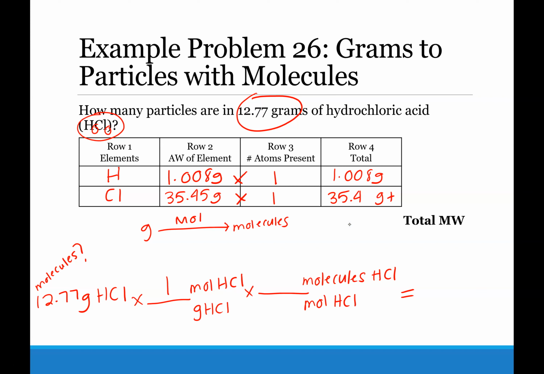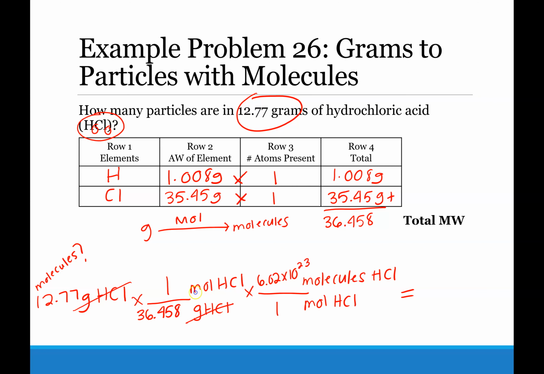And we have to add the rows. So in your calculator, 1.008 plus 35.45 equals 36.458. And so that goes down here, 36.458. And then in 1 mole, there is 6.02 times 10 to the 23rd molecules.